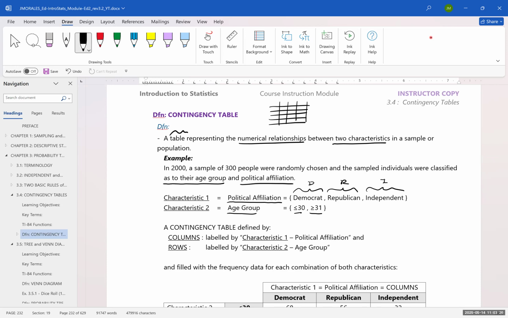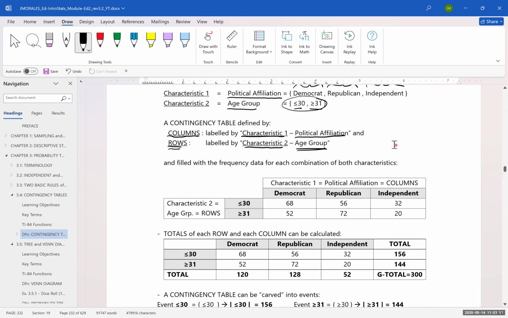A contingency table for a sample like this would be defined in columns, labeled by characteristic one, which is political affiliation, and in rows, labeled by characteristic two, which is the age group. Across the top for our columns, we have political affiliation: Democrat, Republican, and independent. Down the side, labeling each row, we have our age group: 30 years and younger, 31 years old and older.